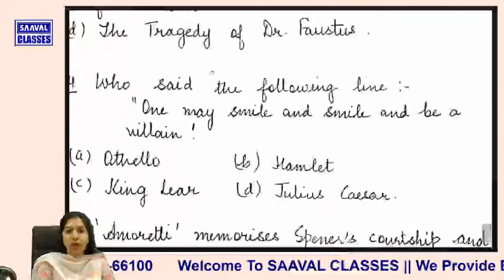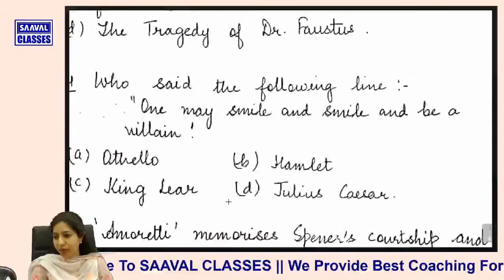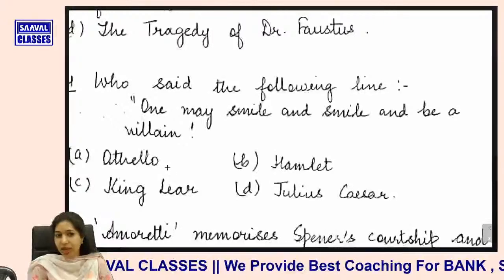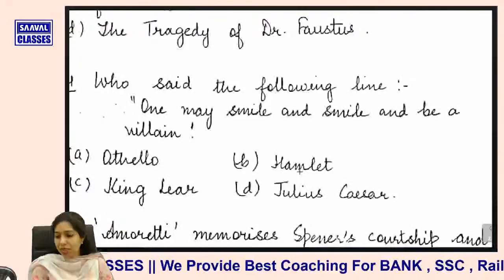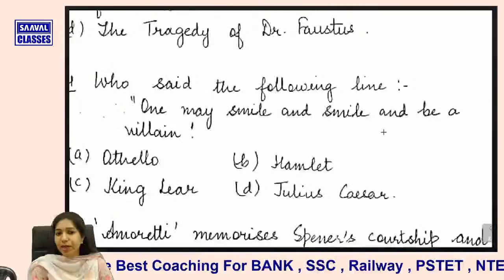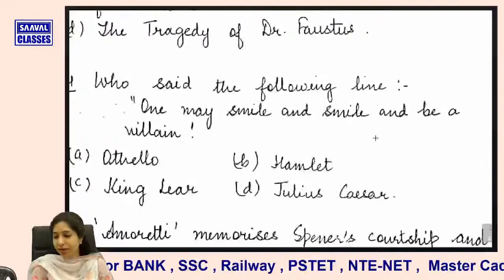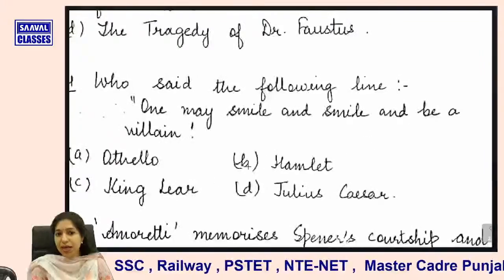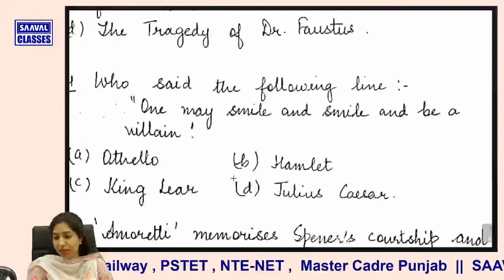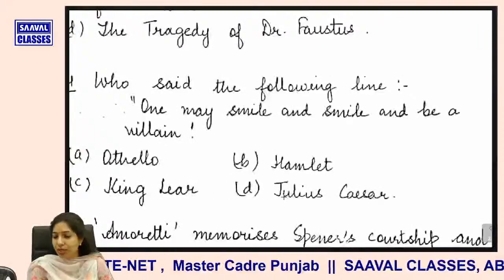Now we move on to the next question. Who said the following line? One may smile and smile and be a villain. Is it said by Othello, Hamlet, King Lear, or Julius Caesar? Who is the speaker of this line in the Shakespearean drama? One may smile and be a villain. Was it said by Othello, Hamlet, King Lear, or Julius Caesar?